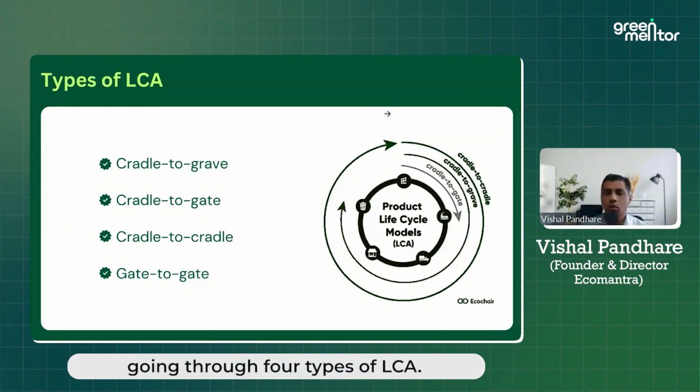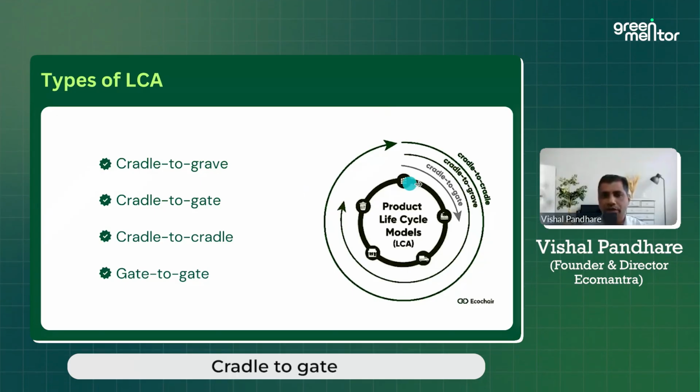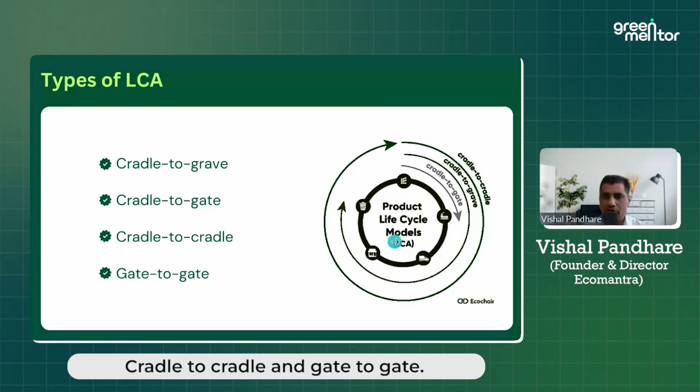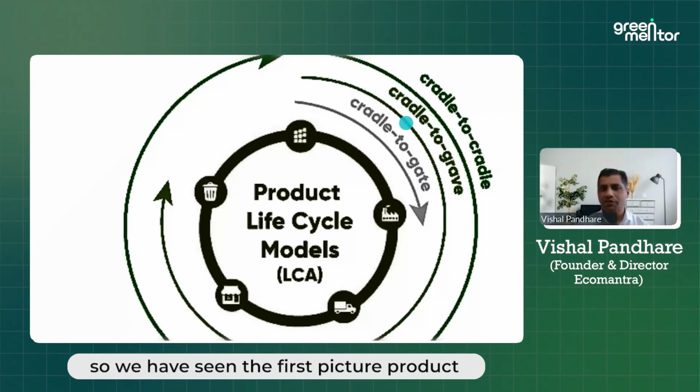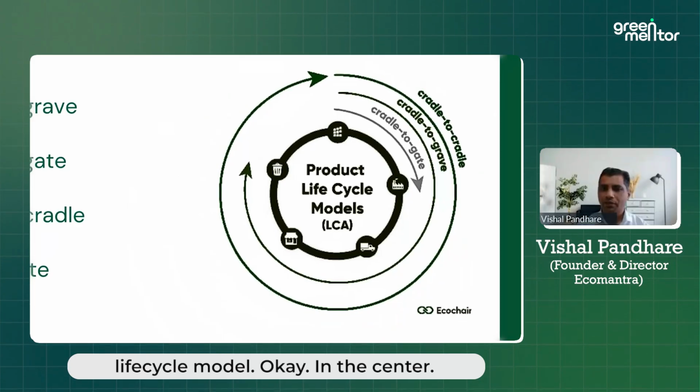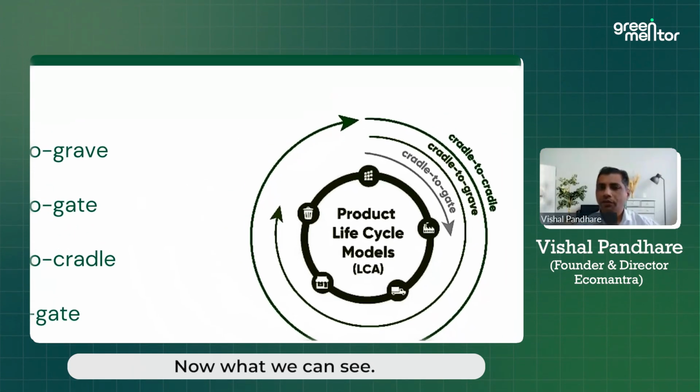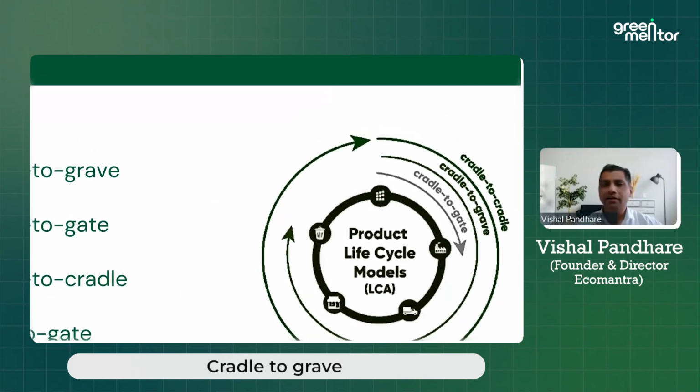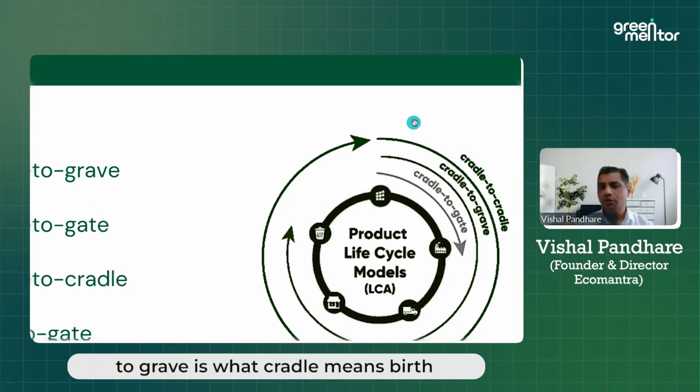Here we are going through 4 types of LCA: cradle to grave, cradle to gate, cradle to cradle, and gate to gate. Okay. So we have seen the first picture, the product lifecycle model, in the center. Now what we can see is cradle to grave. And cradle to grave is what?